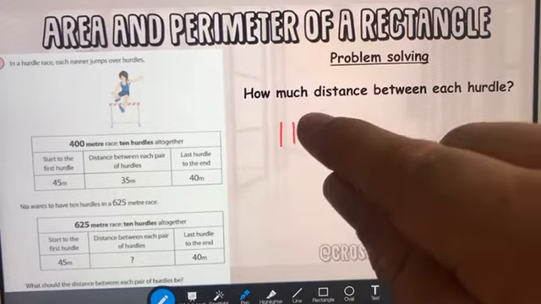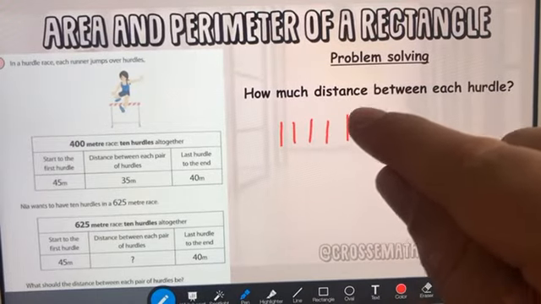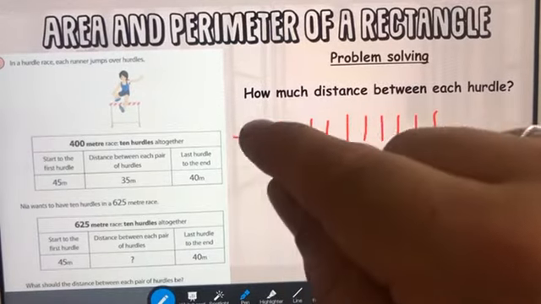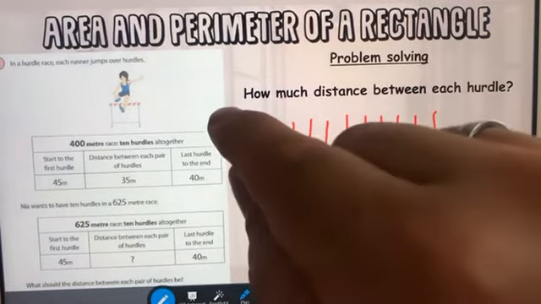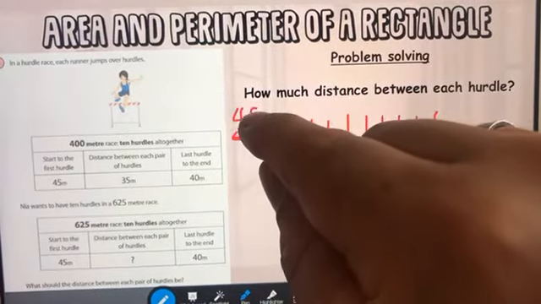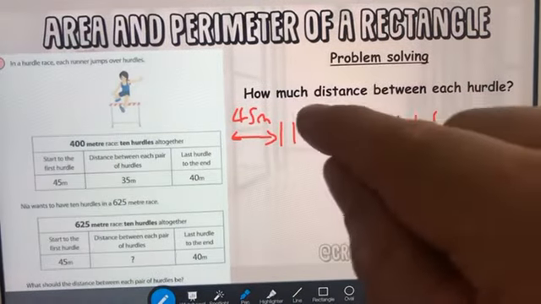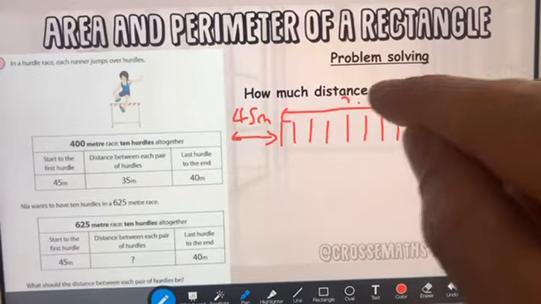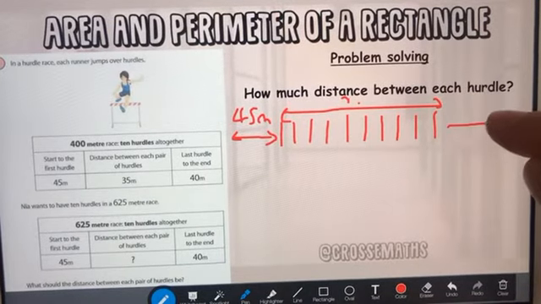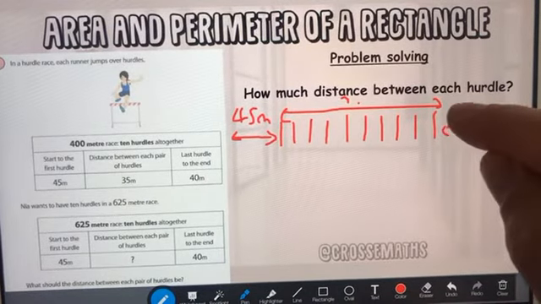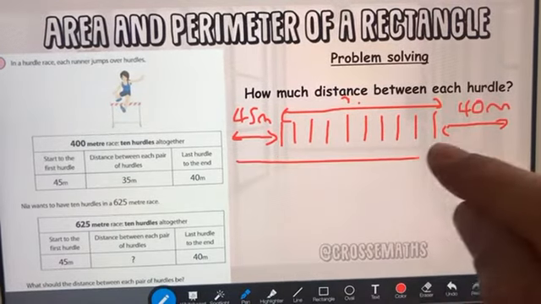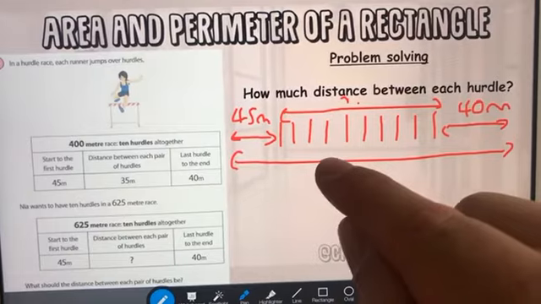1, 2, 3, 4, 5, 6, 7, 8, 9, 10. I've got a distance at the beginning, which tells me is 45 meters. I've got a distance in the middle that I don't know. And I've got a distance at the end. The last hurdle to the end is 40 meters. That's what the question tells me. Okay, I'm looking at the one at the bottom. The overall distance, the whole thing, is 625 meters.